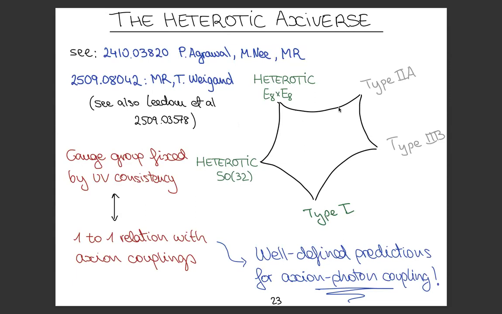And it's just going to be a very simple observation, and that is that in the context of heterotic strings, in particular E8 cross E8, which is the one that I will focus on, because anything that I will say for E8 cross E8 is also going to be true for the heterotic SO(32) or for type I, it is extremely important for axion physics in the IR that the gauge group is fixed by anomaly cancellation. And this, as I will show you now, because this mechanism of anomaly cancellation is in one-to-one relation with axion couplings, actually allows you to get very well-defined predictions in the IR that you can test in experiment.